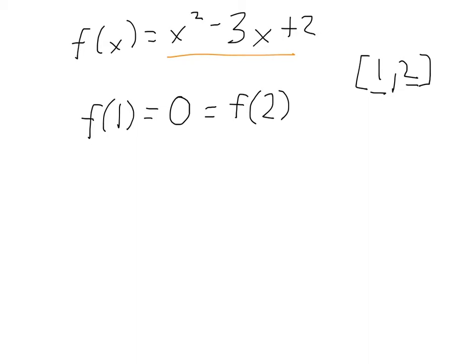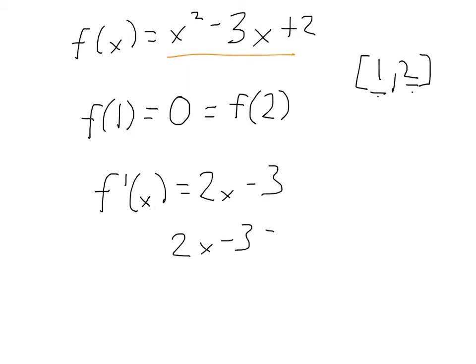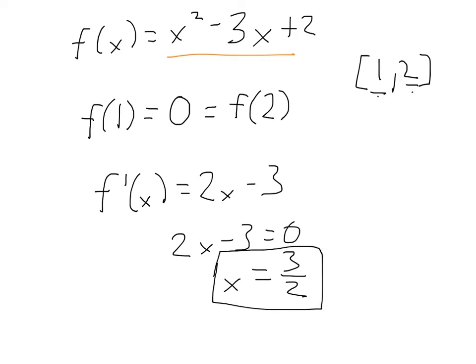Rolle's theorem says that somewhere between the points 1 and 2, the slope of this function has to be 0. Well, we take the derivative to find out the slope of the function. It's 2x minus 3. When will 2x minus 3 equal 0? A little bit of algebra. At x equals 3/2. And there's our answer.